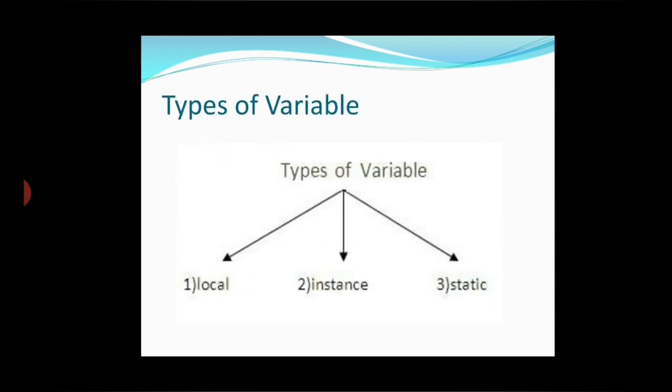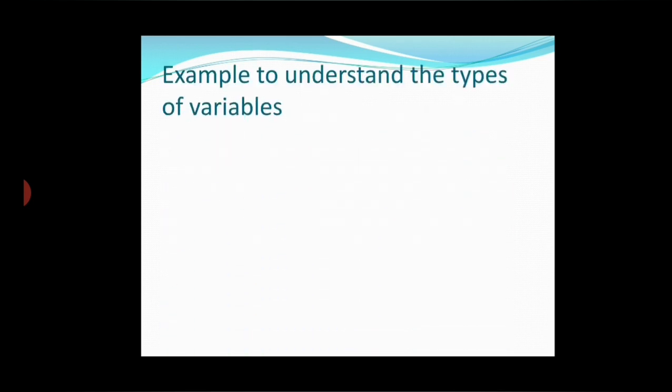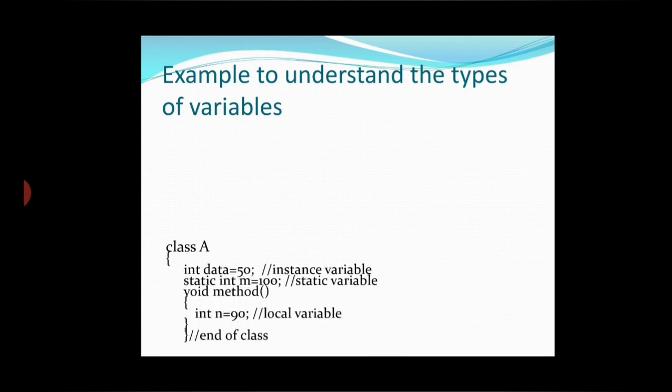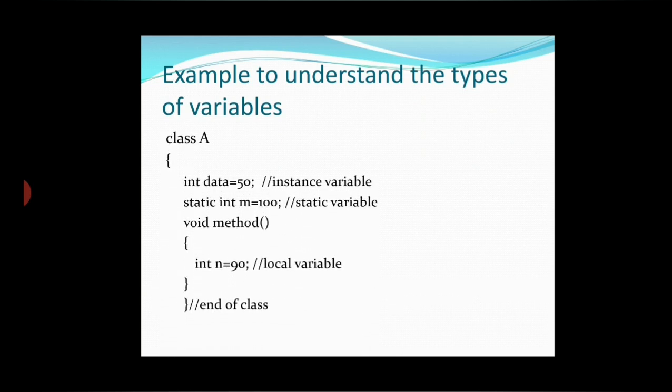Types of variable. There are three types of variable: local, instance and static. Now we'll show you a Java program example to understand the types of variable. We made a class A, class opening with the brackets, int data, that is an instance variable. static int m = 100 is the static variable. Then a void method, and in that a local variable, which is just for this method. So here the difference between the three variables is very clear.